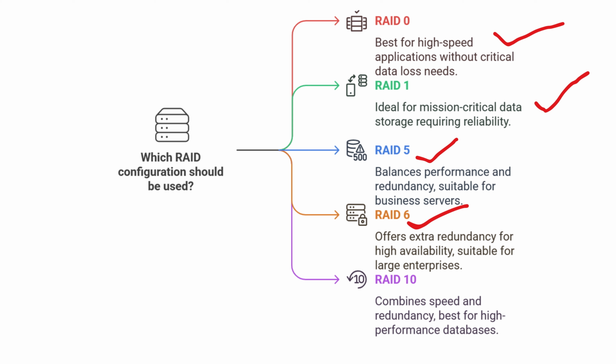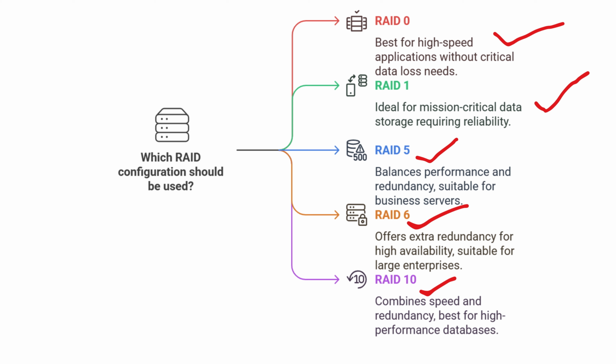Best for large enterprises that can't afford downtime. But the downside is that it requires more disks, making it costlier than RAID 5. And the RAID 10 combines the speed of RAID 0 with the redundancy of RAID 1. In this, multiple drives are striped and mirrored simultaneously. It is best for high-performance databases and enterprise applications. But the downside is that it is expensive because it requires at least 4 disks.